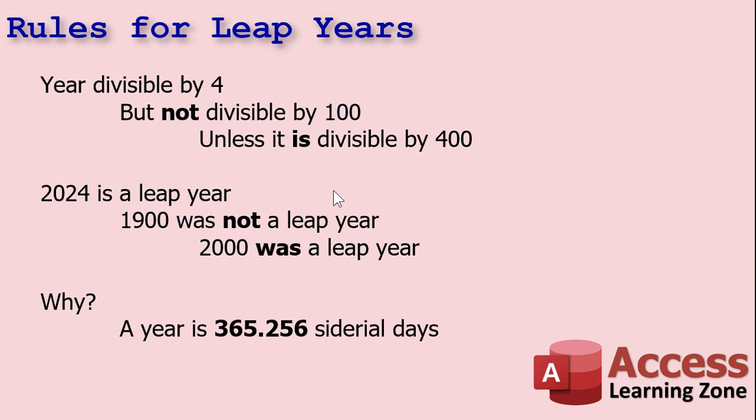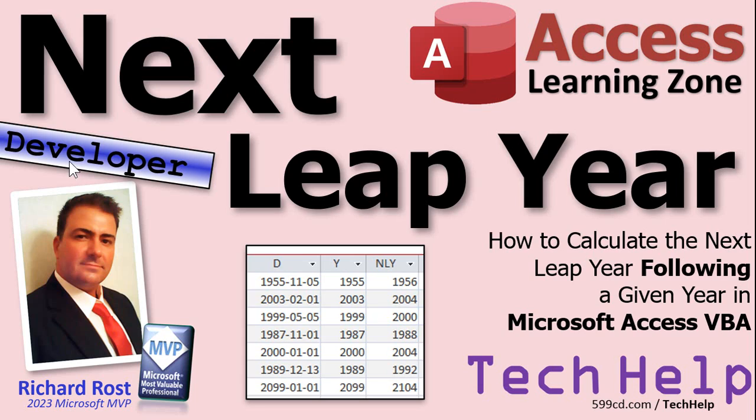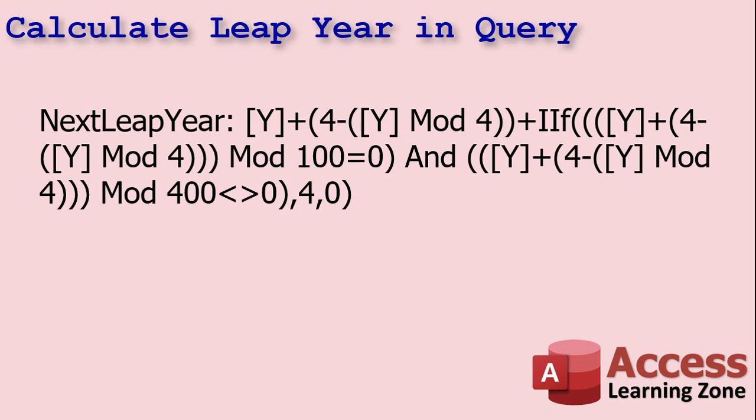Okay. Now, I've got this marked as a developer lesson because we're going to write a function in VBA to calculate the leap year. It's not that hard. Once you know the rules, it's actually relatively simple to write. Can you do it without VBA? Yes, it's possible. You can mathematically calculate leap years, but the function is insane. Here it is. I'll share it with you.